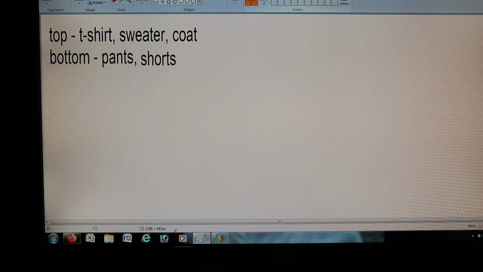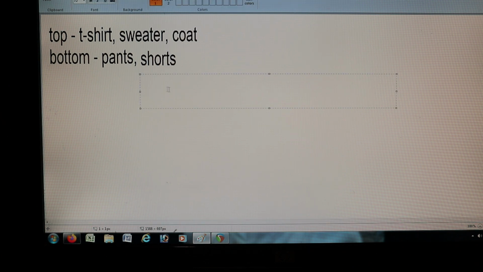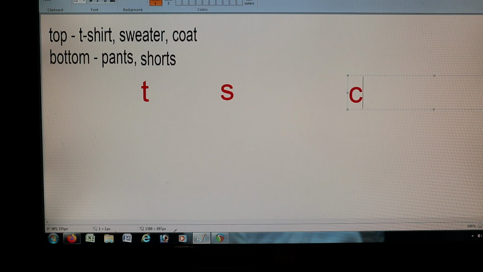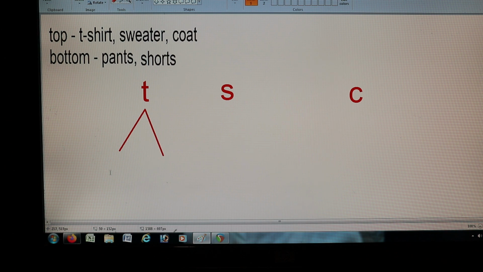All right, so to find all the possible combinations, the first thing you can wear is your tops. So you're going to have either a t-shirt, a sweater, or a coat. Those are your 3 options. Okay, you have to wear one of those 3. Now for bottoms, you have 2 choices. So for this one, you would have 2 branches going out. So you could have pants or shorts.